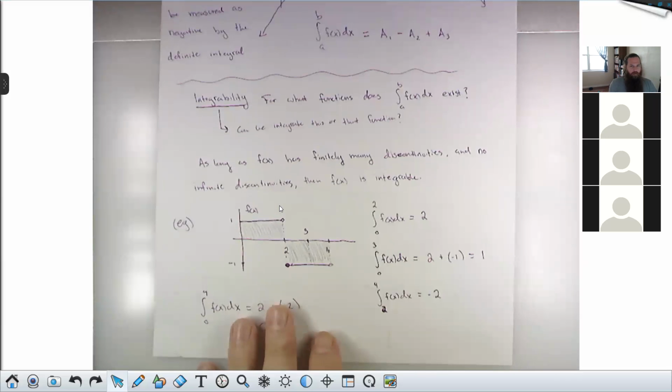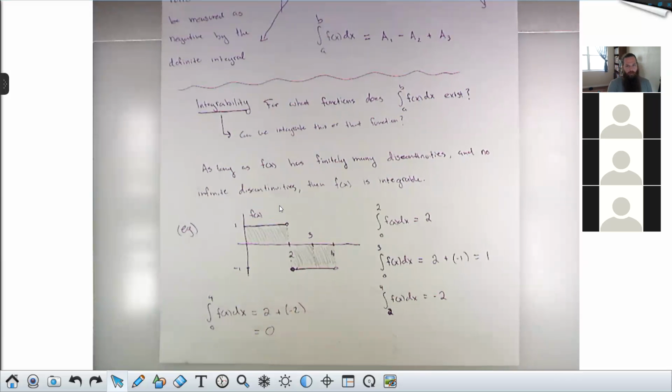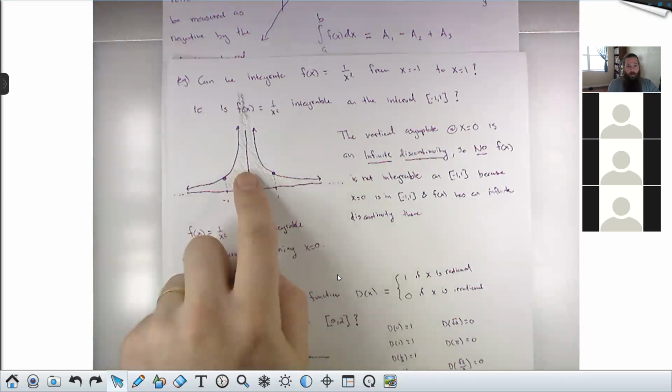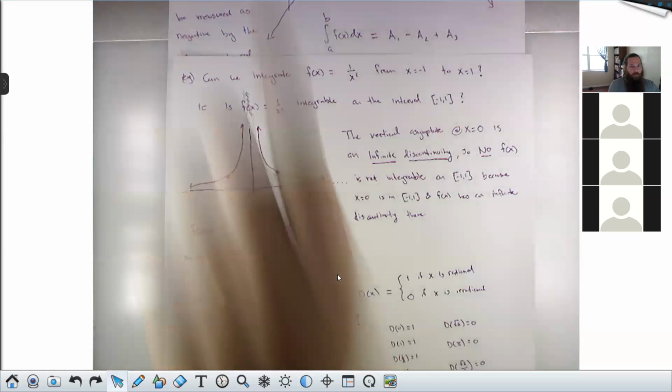Remember, a function is integrable if it has finitely many discontinuities and no infinite discontinuities. So you can have jumps like this. You can have 2, 3, 4, 5, 10, a million jumps like this, as long as it's finitely many. And you can have discontinuities of all sorts of flavors, but you cannot have an infinite discontinuity. You cannot have a discontinuity where the function blows up to infinity.